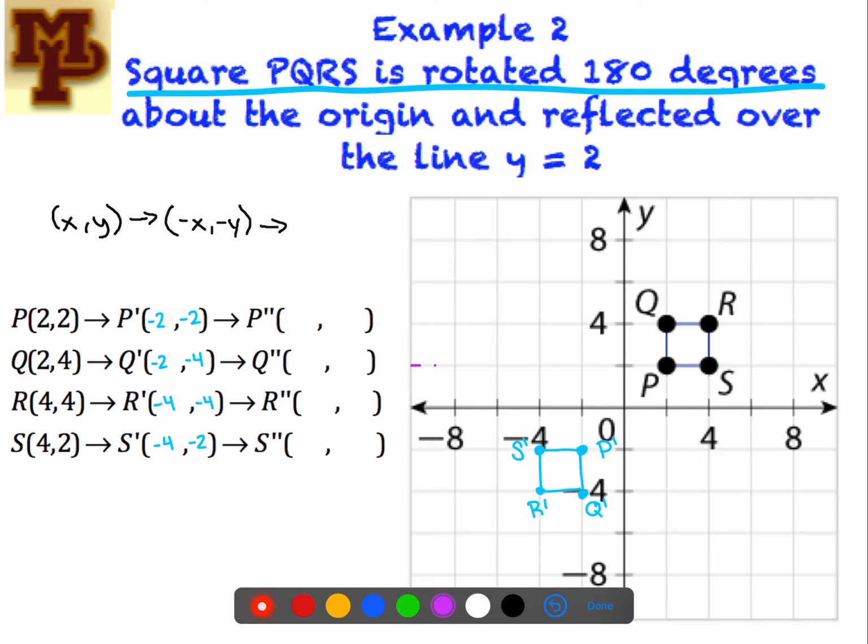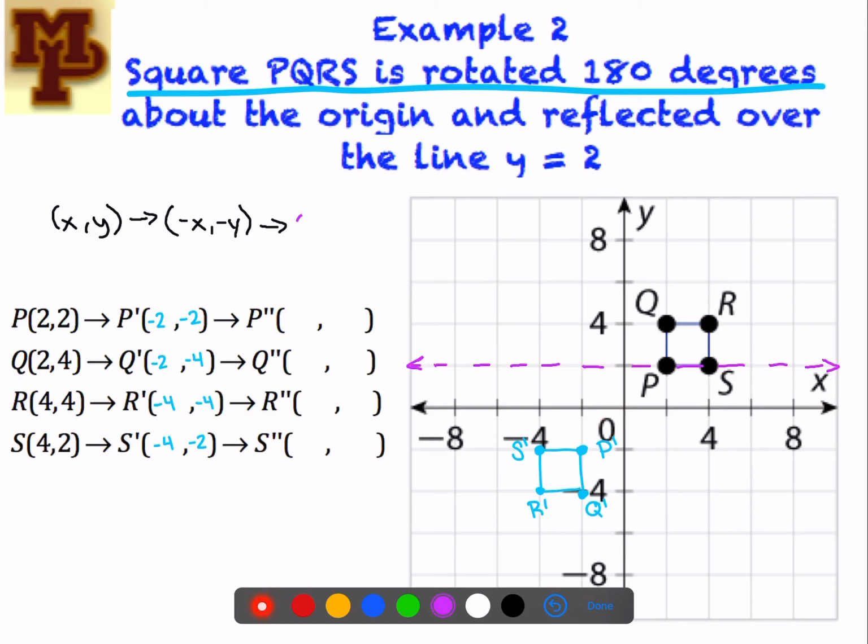So I'll go ahead and draw that in purple here. It's this line right here. Now, this line is parallel to our x-axis. So therefore, we're just going to do the same exact rule as a reflection over the x-axis, except we need to add one piece to it.